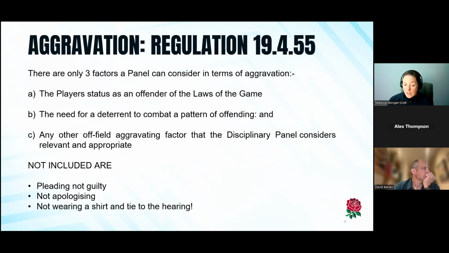So you cannot add on for not pleading guilty. You can't add it on for not apologising, and you absolutely can't add it on for not wearing a shirt and tie to the hearing. We have seen that 10, 12 years ago, panels were trying to aggravate for players not wearing a tie to a hearing. Thankfully, we don't see that anymore, but it's really limited to just those three things. So it's very rare that we do see aggravation, but those are the three things that you can add it on for.